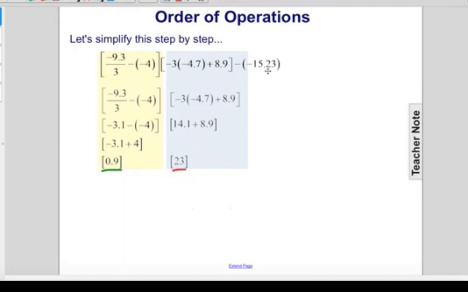Alright, and then finally we have our subtraction problem on the end, and that's still there because we still have a multiplication to deal with before we get to subtraction. So the fact that these parentheses were multiplied together means that we have to do this multiplication before we do this subtraction. So we have 0.9 times 23, which is 20.7, and then minus negative 15.23. Throw that down here, and finally our answer is 35.93.